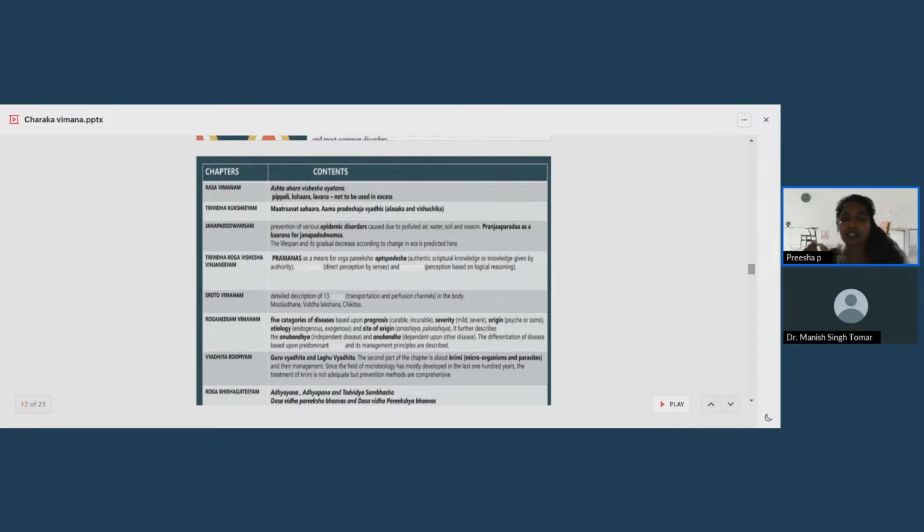When we are coming to the chapter of Roga Bishagjitiya Adhyaya, it is explained regarding Adhyayana, Adhyapana and Tadvidya Sambhasha, along with the Dashavidha Pariksha Bhavas. The Pariksha Bhavas are also explained in the Roga Bishagjitiya Adhyaya. This is just an overall vision about Charaka Samhita. We will be going chapter-wise in the coming sessions.